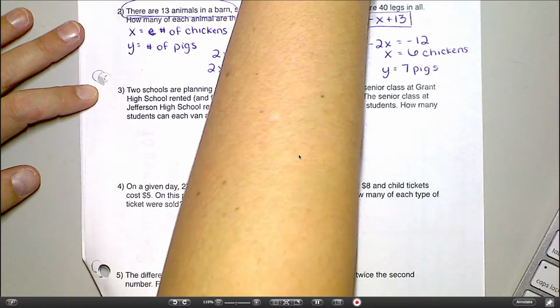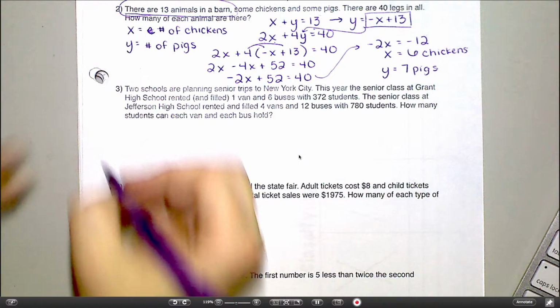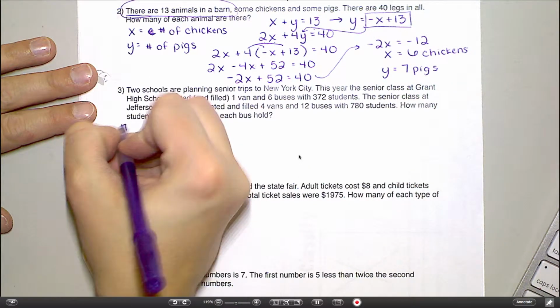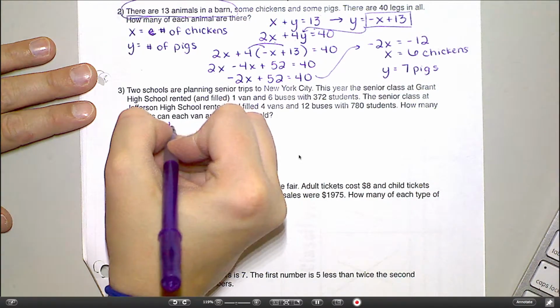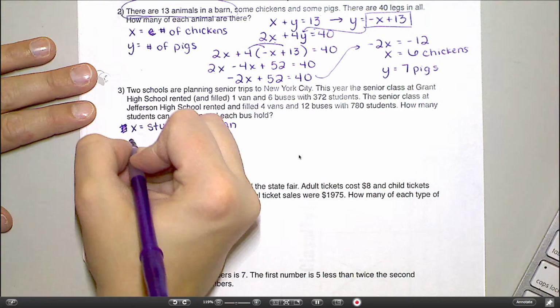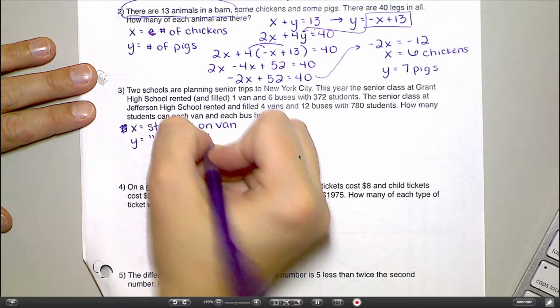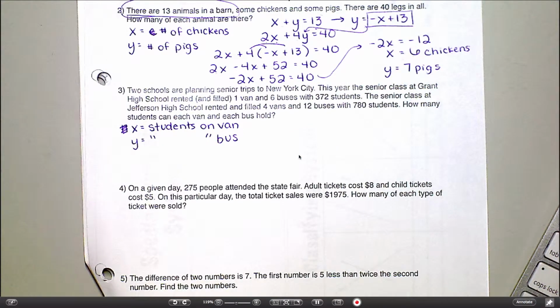All right, number 3. What are my variables in number 3? X equals van and Y equals bus. Okay, but how many vans and how many buses? No, how many students? There you go. So X is students on a van, and Y is students on a bus. Again, define your variables.